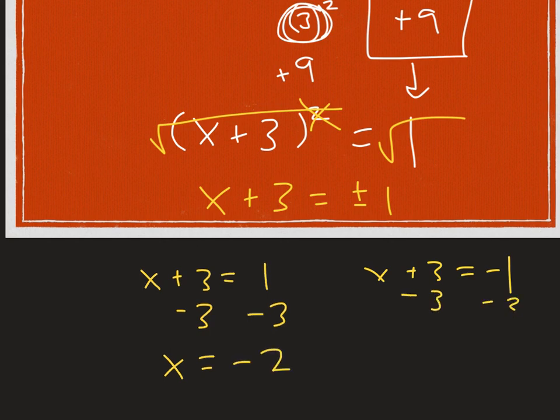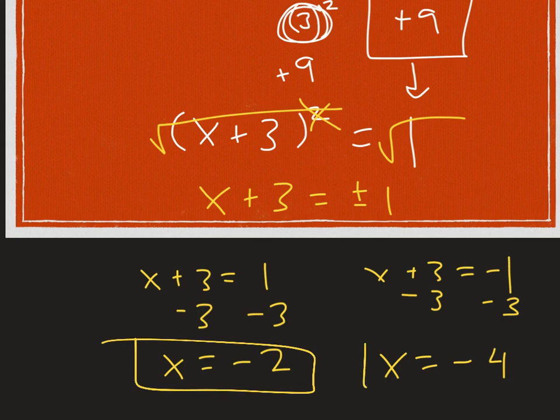And then we do the same thing in our second equation. Subtract 3. What's negative 1 minus 3? Negative 4. So these are our two equations here. If you just want to take a screenshot of it so you have it.